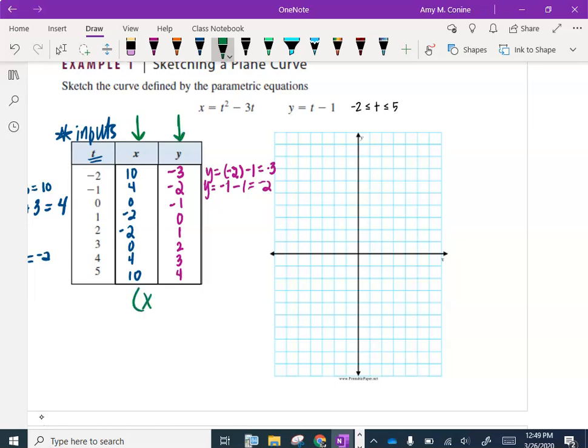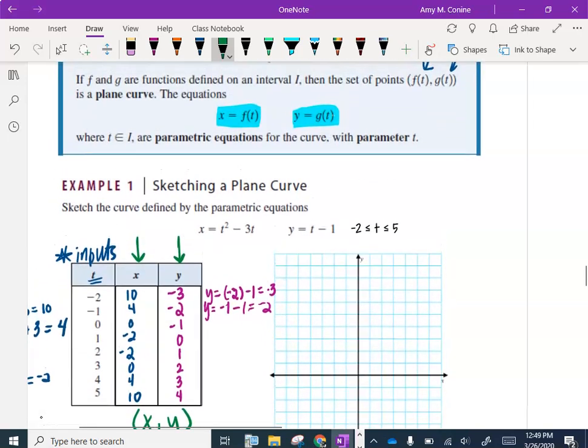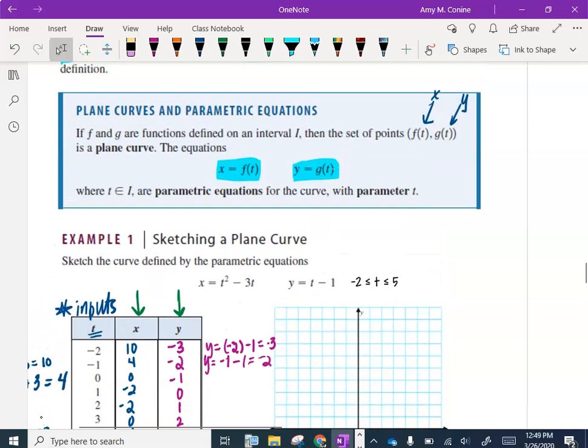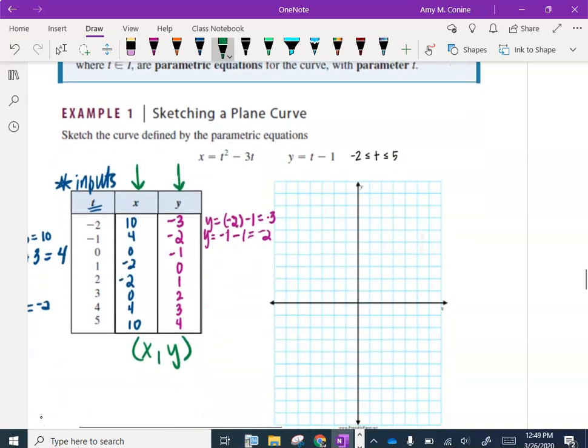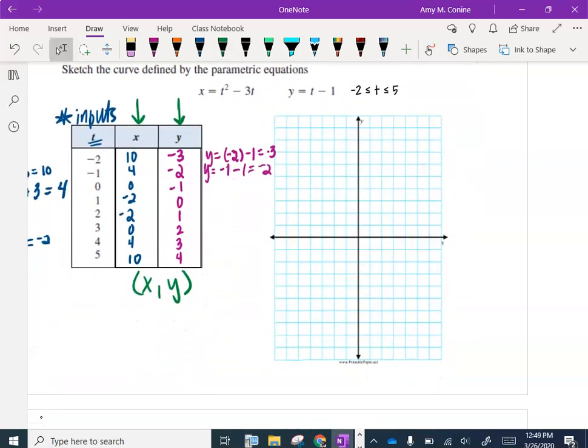These are all xy coordinates now. So from the box up here, your function in the x spot and your function in the y spot give you coordinates. So we're going to use these numbers that we found and we're going to plot points. We're going to take what we can and plot them.